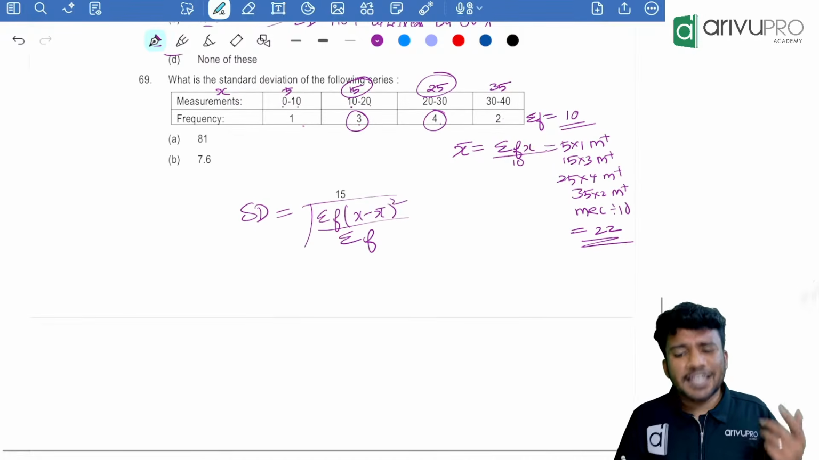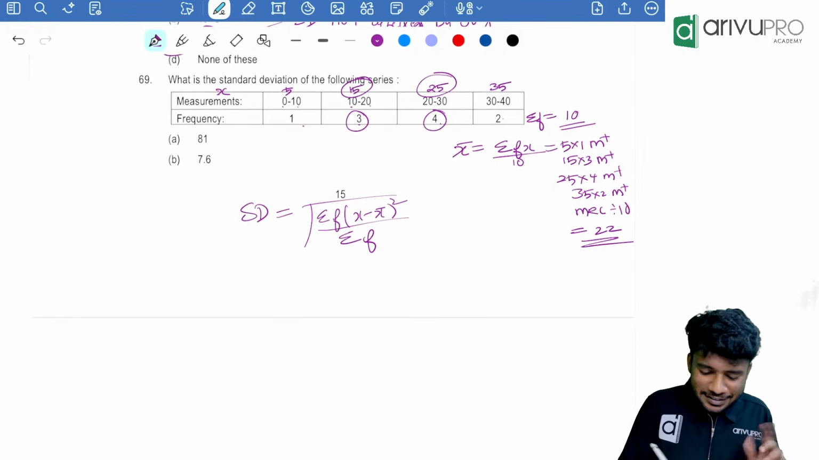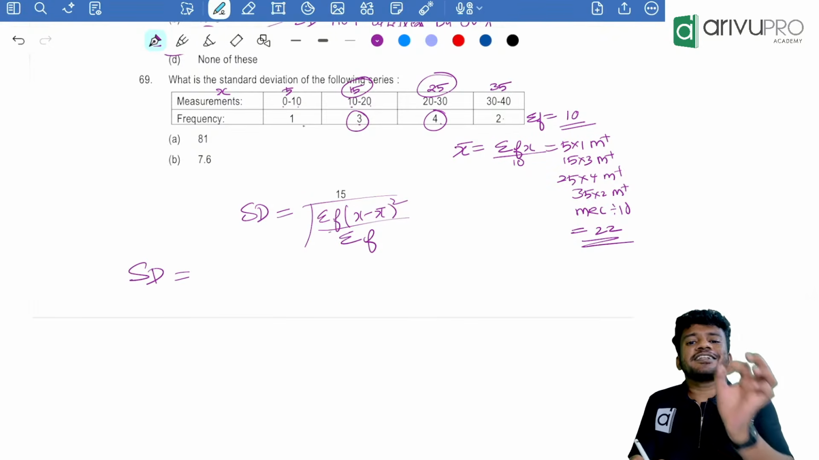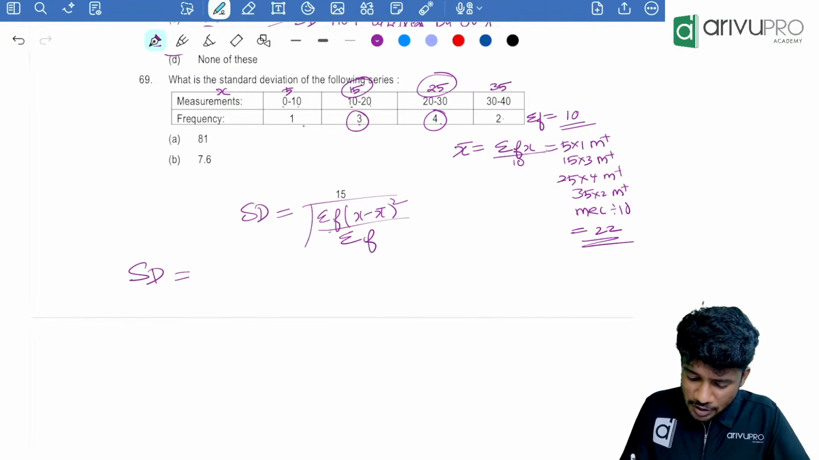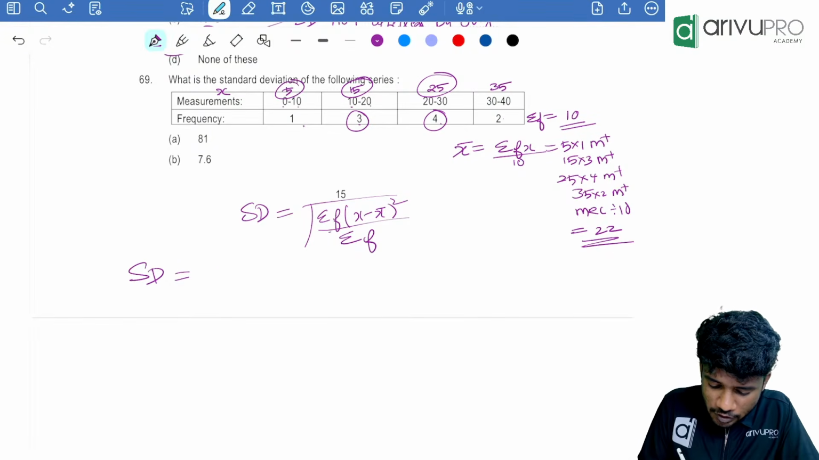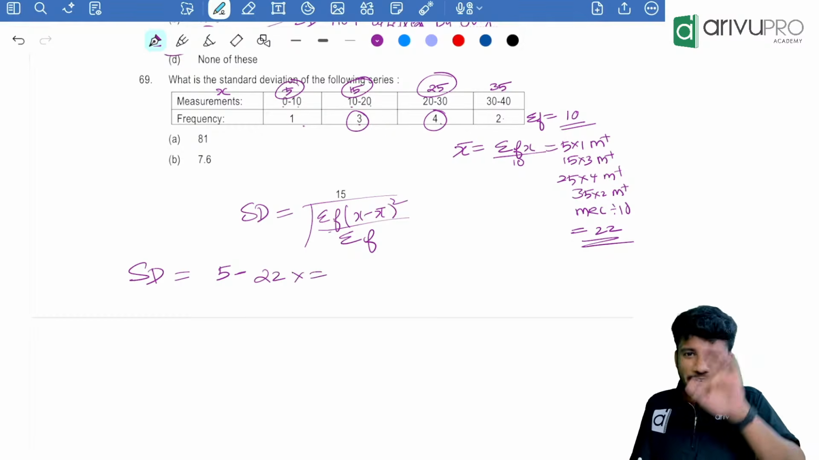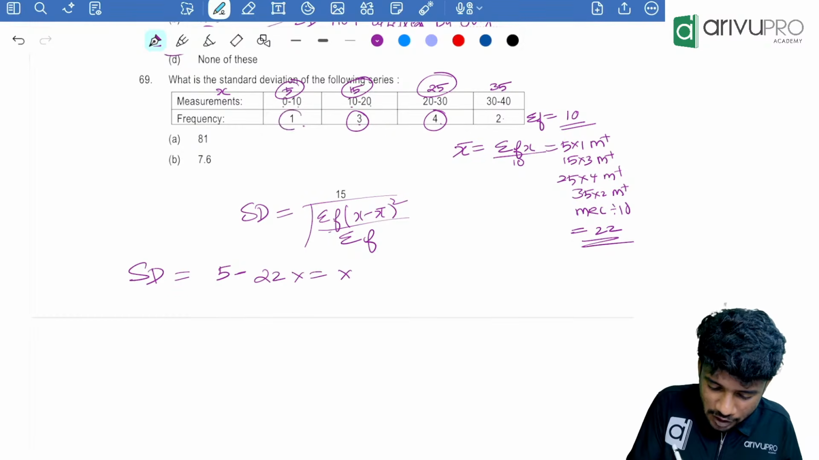Now, once you got the x bar value, how will you find the standard deviation? Very easy for you. Take your calculator. Standard deviation is equal to root of f into x minus x bar, the whole square. X bar is how much? X is how much? The first one is 5. So take your calculator. 5 minus 22, equal to, means we are taking the square, multiplied with the first frequency. How much is it?